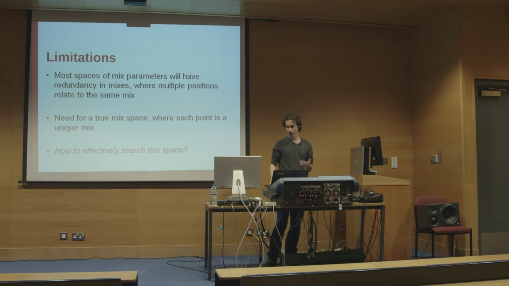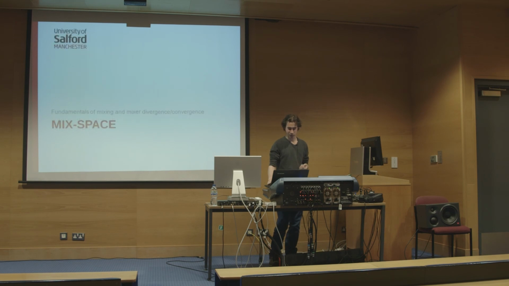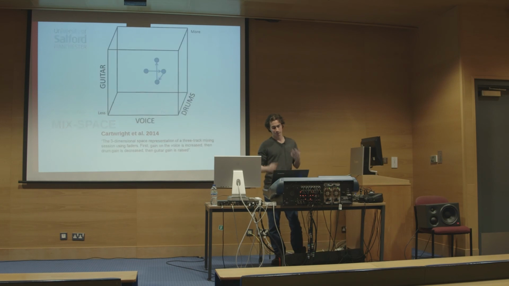So there's a need for a space where every point is a unique mix, so you can just move through that and move through all the mixes possible. And then the question comes up of how you effectively search through that space. That leads into the first thing I'd like to talk about, which is called mix space, interestingly enough. It's a study of the formulation of a space and how people explore it. One of the main inspirations for this was one particular figure in a paper by Mark Cartwright, Bryan Pardo, and Josh.